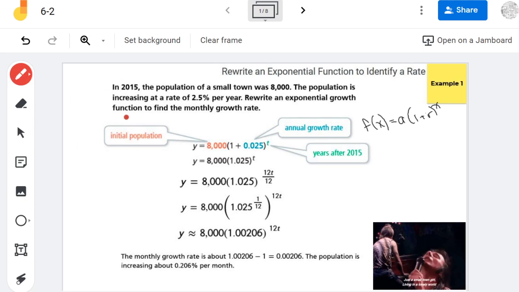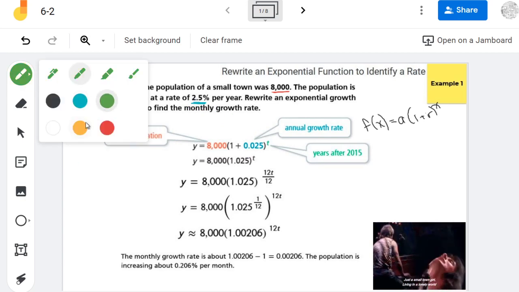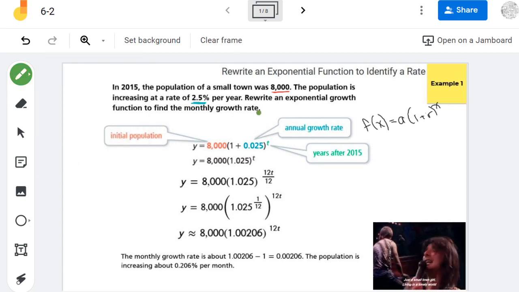Now, kind of the key thing here, y'all, is that you can't put a percentage into an equation. So do you notice how they changed it to 0.025? And so then it says rewrite the exponential function to find a monthly growth rate.